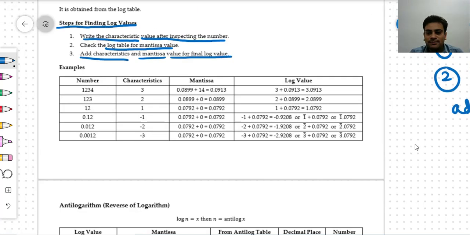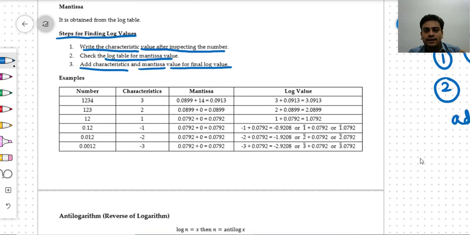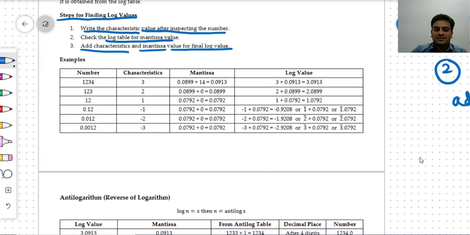So here I have given some examples. Let us look at every example one by one. The first number is 1234, meaning log of 1234. You can see it is a 4-digit number, so the characteristic will be 3. I have written characteristic 3 here. Now we need to find the Mantissa. For that we need to look at our log table.